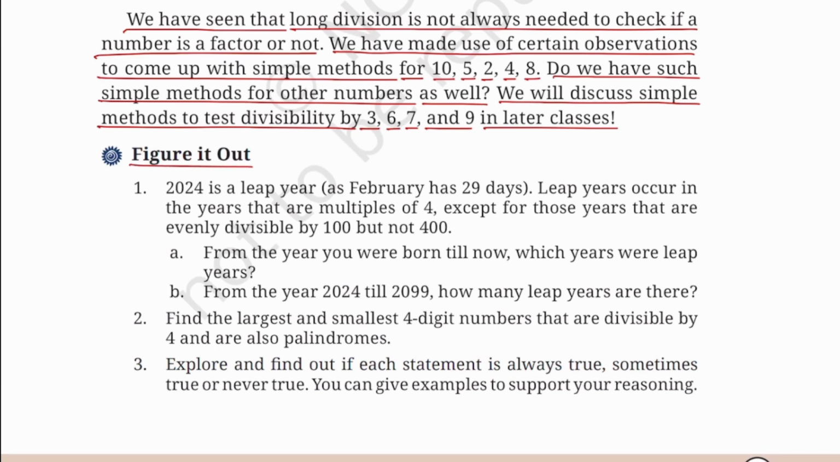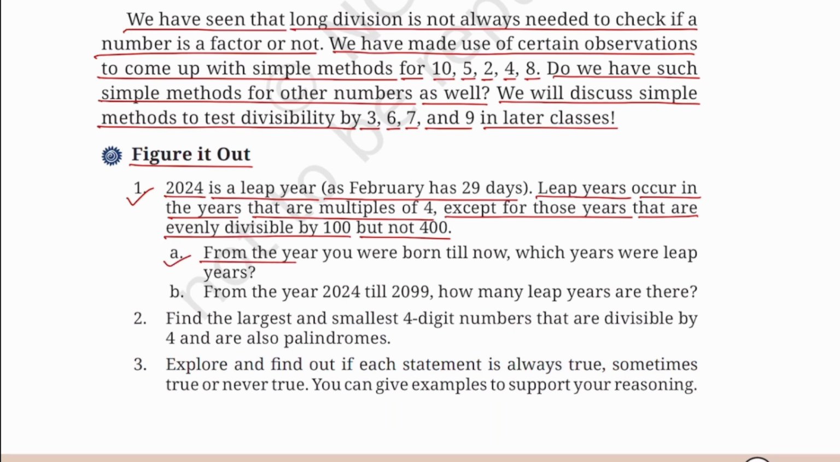Figure it out. 1. 2024 is a leap year as February has 29 days. Leap years occur in the years that are multiples of 4, except for those years that are evenly divisible by 100 but not 400.